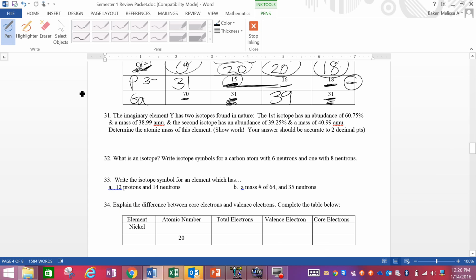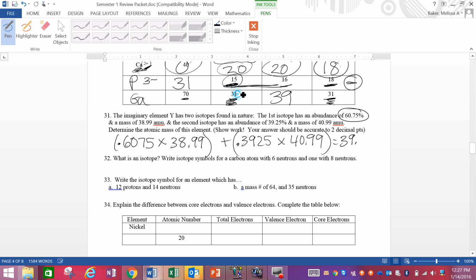How about figuring out the average atomic mass? Remember these? Move the decimal 2 back on the percentage, so 0.6075, that's how often it occurs, times the actual mass, 38.99, plus the other relative abundance times how often it occurs. Punch that into your calculator, and you should get 39.78, and the units here are AMU, atomic mass units.